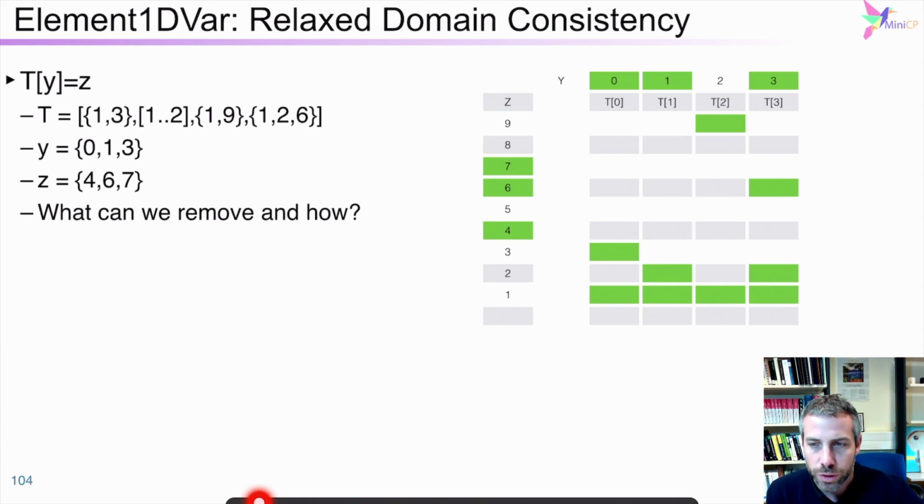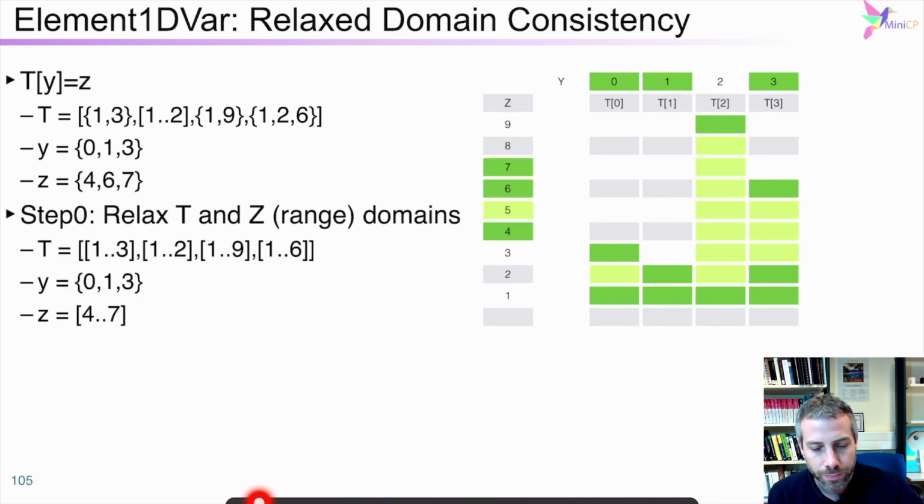What can we remove? Which are the inconsistent values? To answer that question, we need to do the propagation, so the filtering algorithm, and we will do it in every possible direction. As you will see, there are 3 possible directions. Let's start with the first direction.